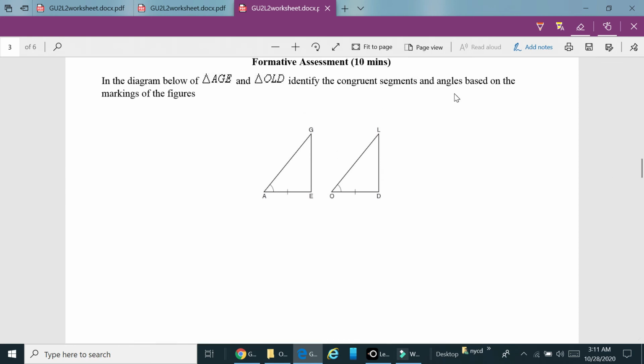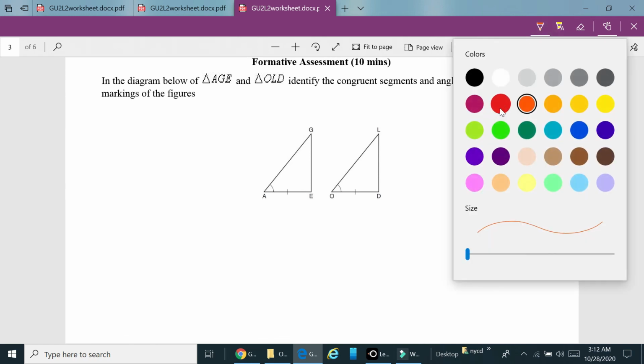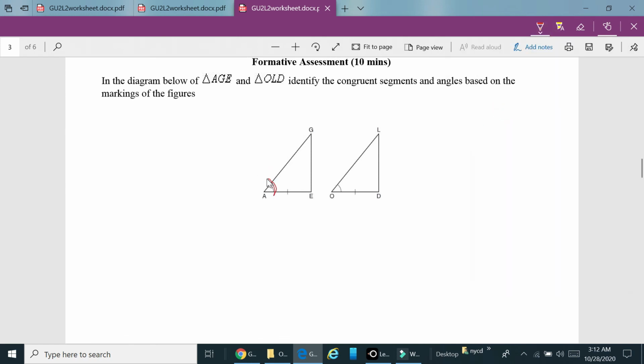All right, so it says in the diagram below, AGE and OLD, identify the congruent segments and angles based on markings of the figure. Okay, so based on the markings, so I see A and O, they are equal based on the markings. So let me label that and put that in orange. So I know angle A is congruent to angle O.